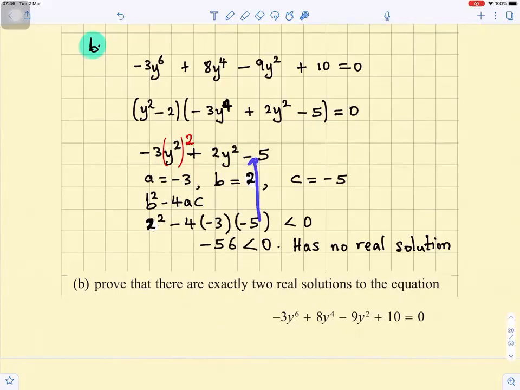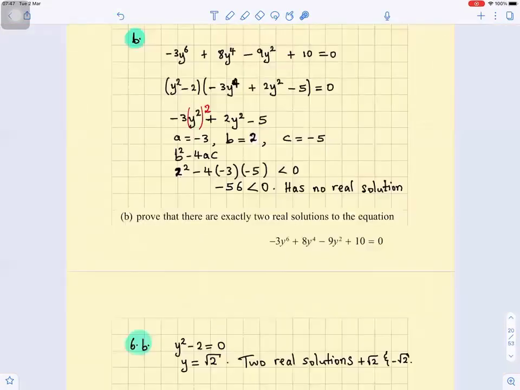times c, which is minus 5, is less than 0. So you get minus 56 is less than 0. So it has no real solutions. So that's what we wanted to show. And if you put y squared minus 2 equals 0, y is equal to square root of 2, and square root of 2 is 2 answers. So there are 2 real solutions, plus square root of 2 and minus square root of 2.